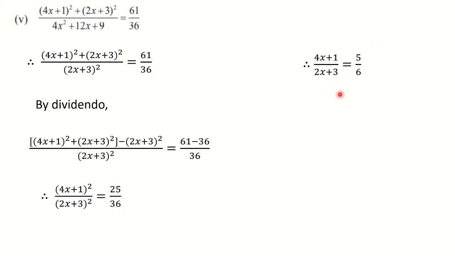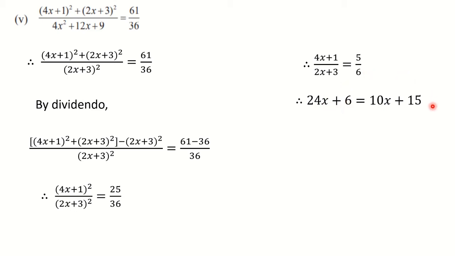Then you have to go for cross multiplication here. So 4x into 6 is 24x and 1 into 6 is 6. Similarly here 2x into 5 is 10x and 3 into 5 is 15. Let us change the sides so that you can equate the like terms. Okay, so conversion you should do. So 10x you shift to LHS and plus 6 you shift to RHS.